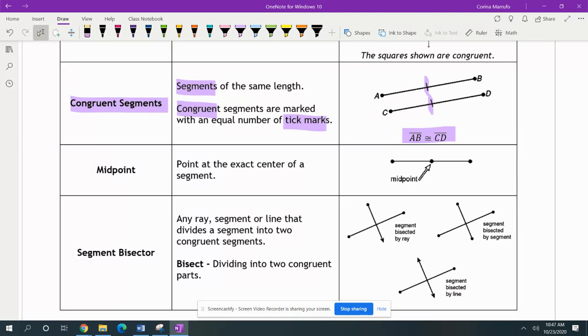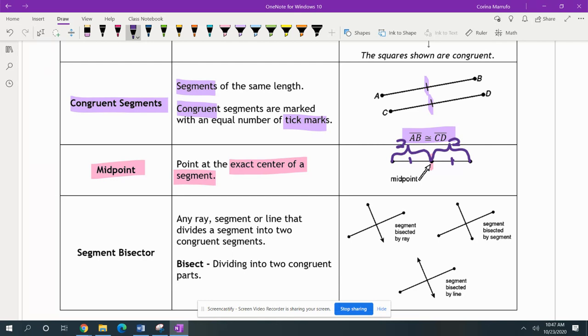Next, midpoint. Midpoint means the point that is in the middle. So the point is at the exact center of the segment. So this is a midpoint right here. And so we can actually put tick marks, one here and one here, to show, well, if that's the middle, then that means that this section from here to here, whatever number this is going to be, is equal to this one. So if this is 2, this is also 2.